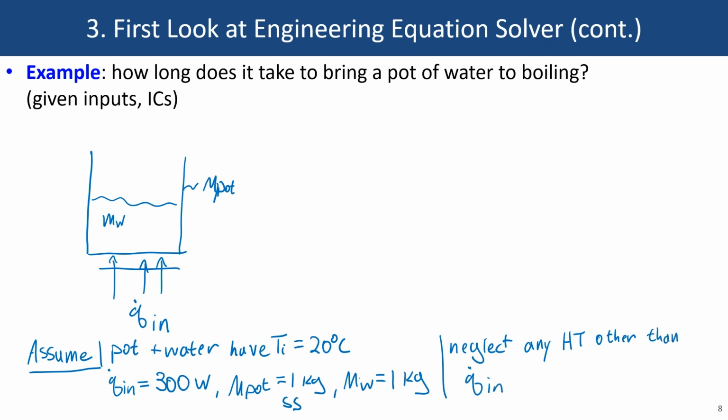Okay, so given that, let's now make a control volume analysis here. So we'll draw a control volume that includes the pot and the water. Okay, so now let's write the energy balance for this control volume.